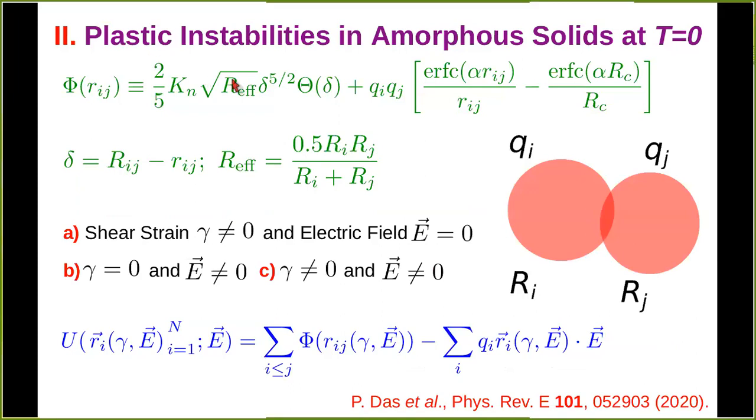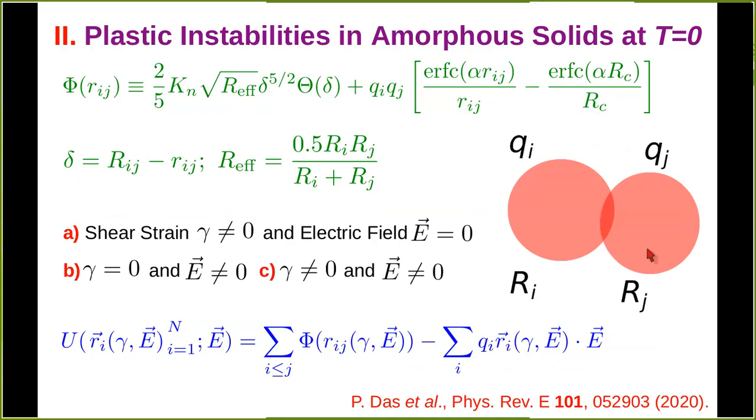To study the plastic instabilities in amorphous solids at temperature T equal to 0, we consider a charged granular system in spatial dimensionality D equal to 2. Our system consists of frictionless elastic charged granular disks with radius Ri and charge Qi.